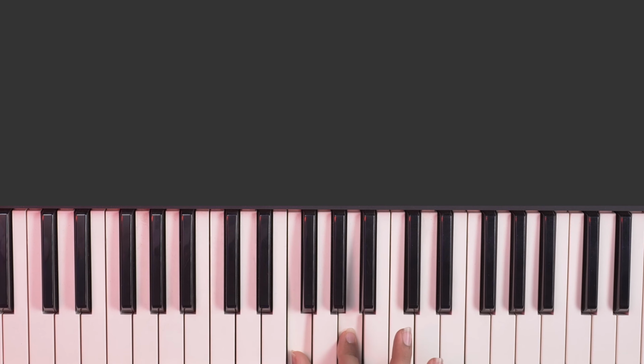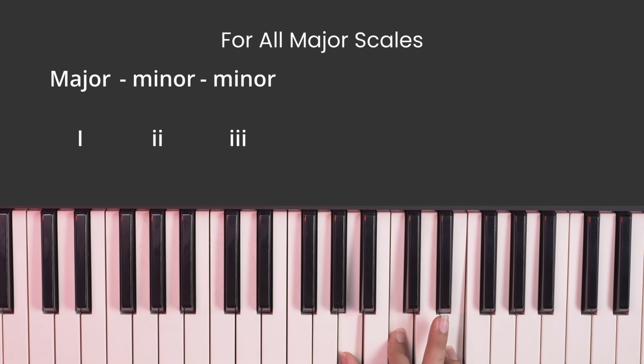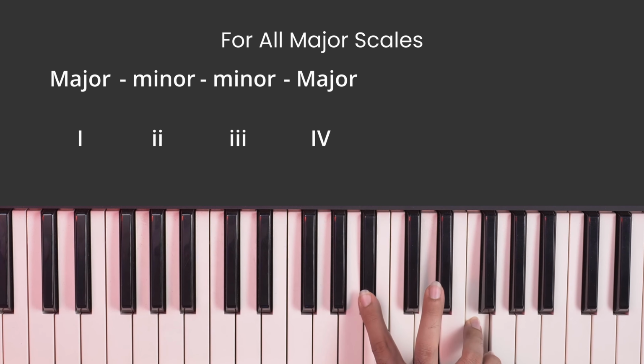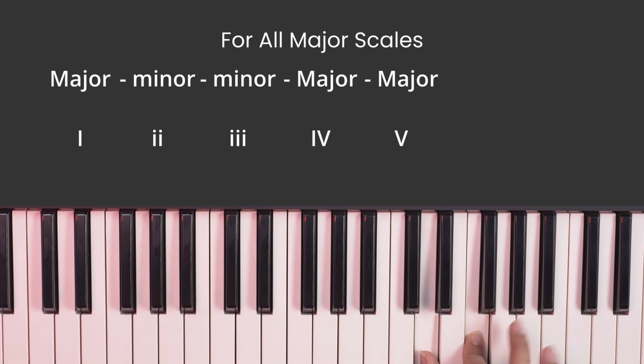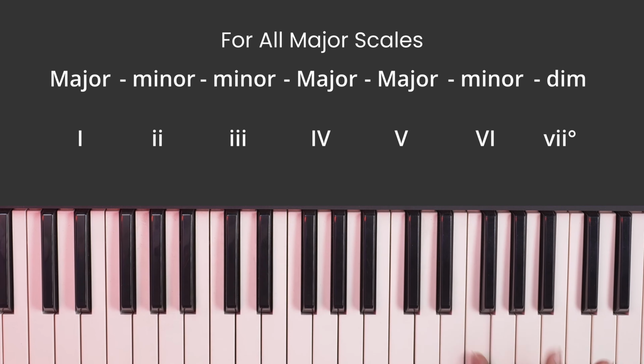So 0, 1, 2, 3, 4, 5, 6, 7. And the next chord will be minor, 0, 1, 2, 3, 4, 5, 6, 7. Again, a minor chord. And after minor, we go to the major. 0, 1, 2, 3, 4, 5, 6, 7. So that's a major. After major, we have another major, and a minor, and a diminished. Major and minor, minor, and the last one will be diminished. And then we come back again to the F here.